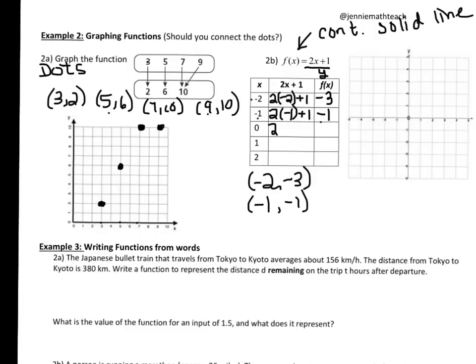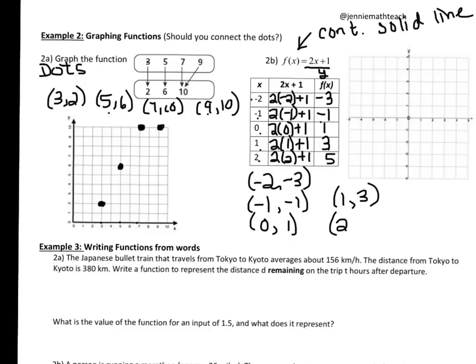Next, we'll plug in 0. 2 times 0 plus 1. That will be 0 plus 1, which is 1. So we have the ordered pair 0, 1. Next, we'll plug in 1. 2 times 1 plus 1. Well, that will be 2 plus 1, which is 3. 1, 3 will be the next ordered pair. And finally, 2 times 2 plus 1, that gives us 5. So 2, 5 is our final ordered pair.